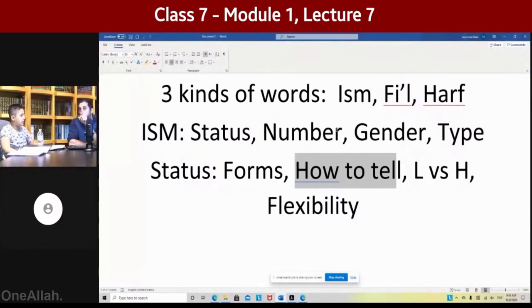Ani, 2 rafa, 2 nasab, and 2 jar. Okay. Then we've got the plural. How does that work? Muslimani, Muslimaini, Muslimaini. That was 2. So that's the first one. Muslimuna, Muslimina, Muslimina. Muslimuna is 3 rafa. Good. And then Muslimina is either 3 nasab or 3 jar.